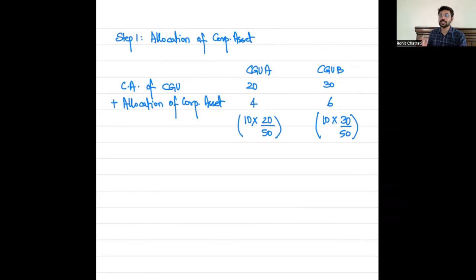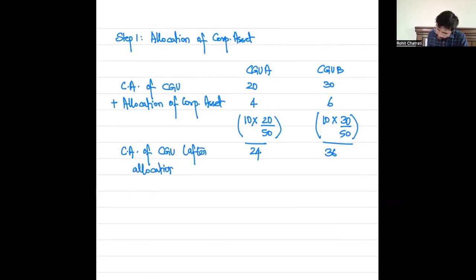What the question stated is, it is a reasonable approach to allocate the carrying amount of this corporate asset in the ratio of the carrying amount of the CGUs itself. The carrying amount of the CGUs was 20 and 30, and we have allocated this 10 million in the ratio of 20 and 30, which amounts to 4 and 6. All right, so the total carrying amount of the CGUs after allocation is equal to 24 and 36.